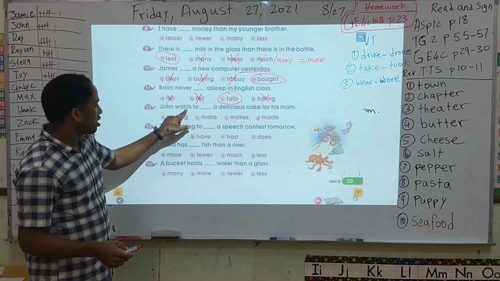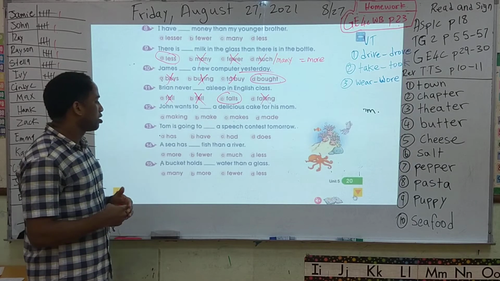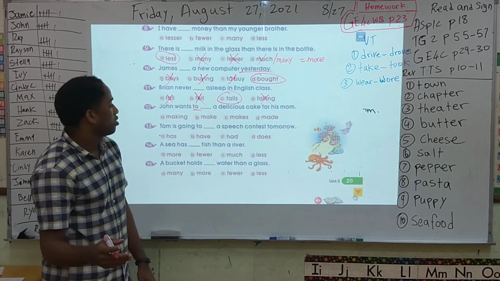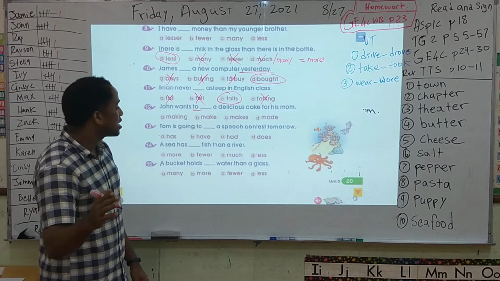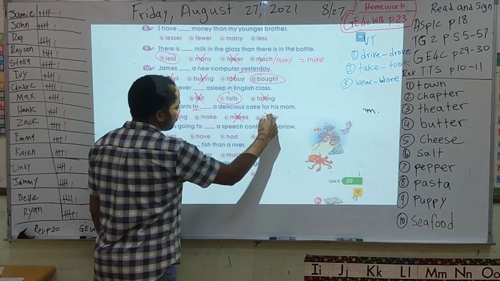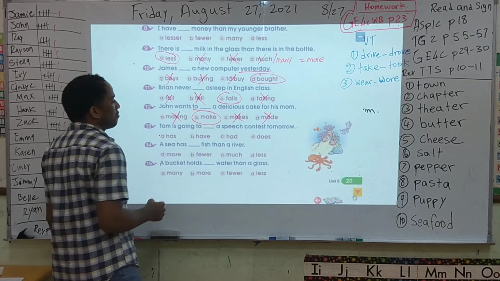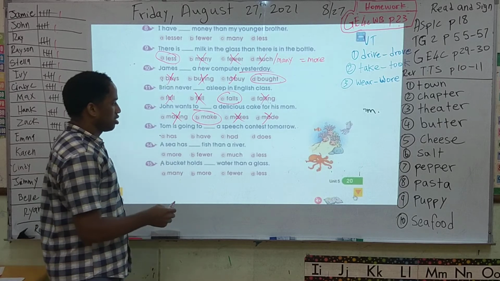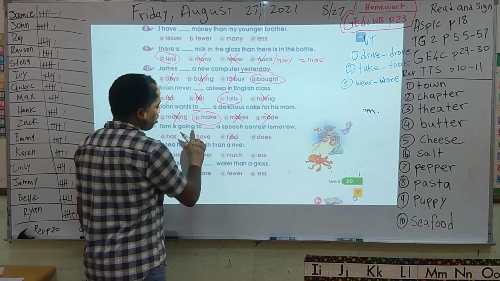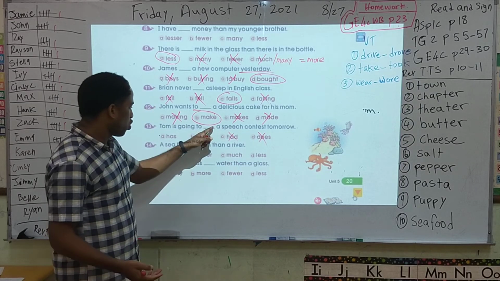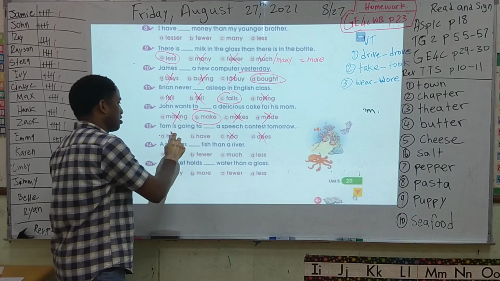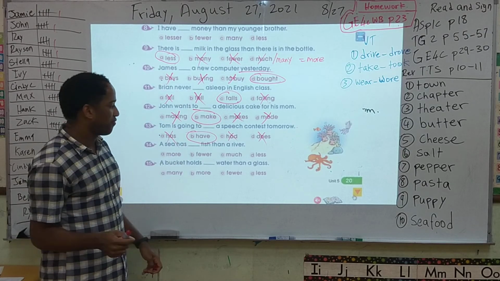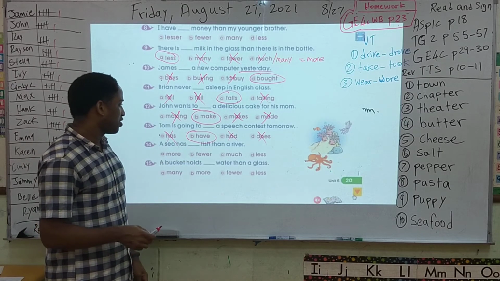Good. John wants to dash a delicious cake for his mom. After to, the verb has to be in the base form. No VT, no S, no ING. Wants to make. Tom is going to, no VT, going to do, not does. After to, no ES, no present; it has to be going to have. This is present, like Tom has, but this is going to have. Okay, good.